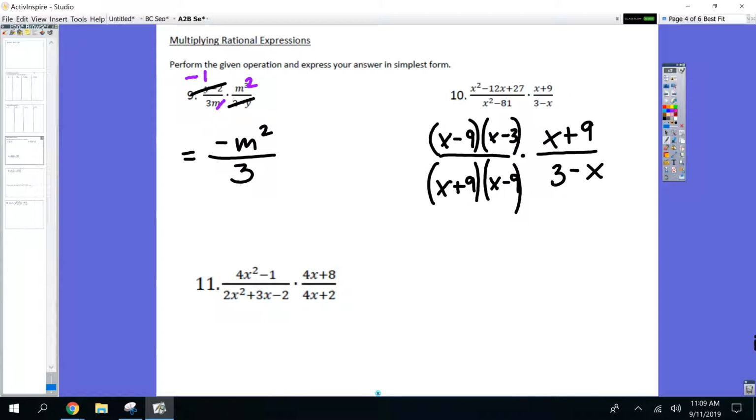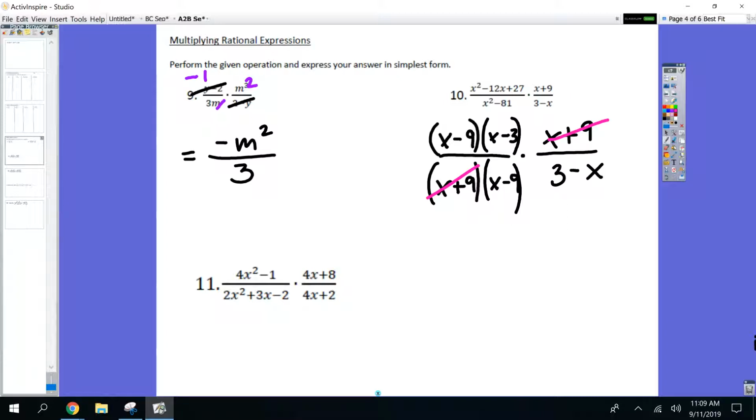Now it's usually everyone's favorite time. Cross out what you can. Top and bottom only. Ready? What do you want? Yep. X plus 9, X plus 9. See you later.